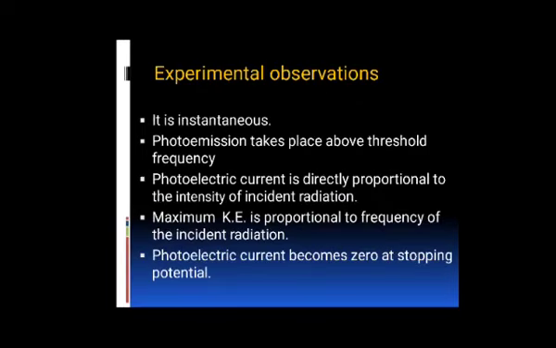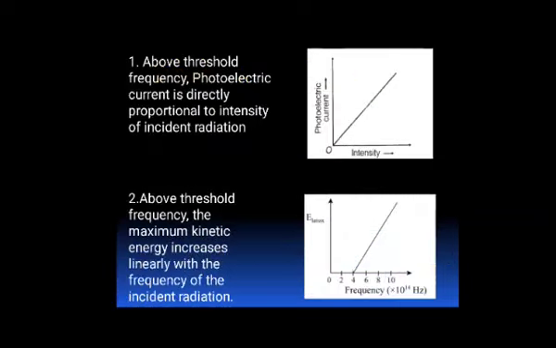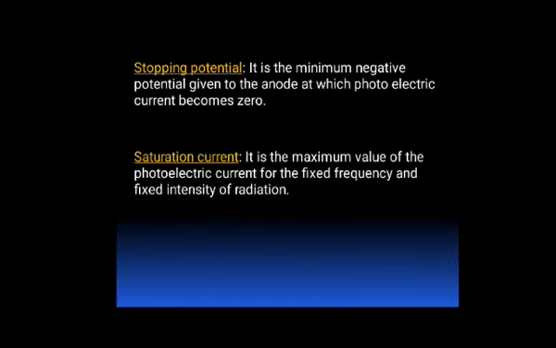Photoelectric current just becomes zero at a particular negative voltage. It is called stopping potential. Now let us see what this stopping potential is. It is the minimum negative potential given to the anode at which photoelectric current becomes zero. Here is one more definition, for saturation current. It is the maximum value of photoelectric current for the fixed frequency and fixed intensity of radiation.